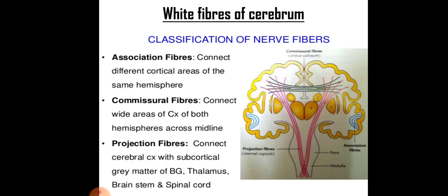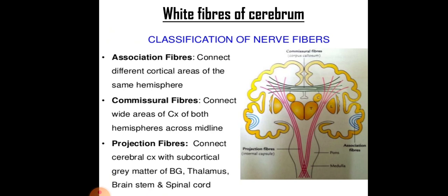Then we have white fibers in the cerebrum. These are the association fibers, commissural fibers or projection fibers. Association fibers connect the different cortical areas of the same cerebral hemisphere. So association connects the different areas in the same hemisphere. Commissural fibers connect the wide areas of the cerebral cortex of both cerebral hemispheres across the midline.